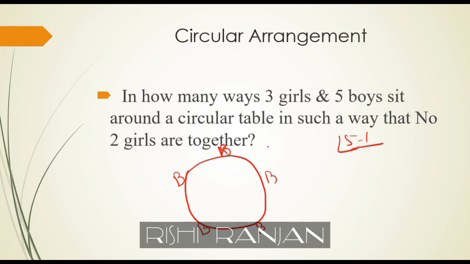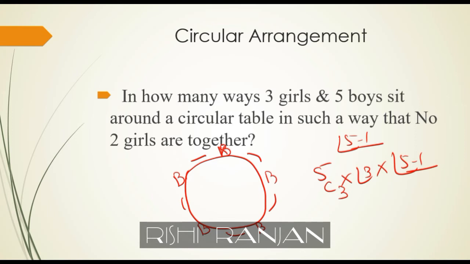Now, let me check the positions for the girls. 1, 2, 3, 4, 5 positions. Here in the round table it is not 5 plus 1, it is just 5 positions. So, for the girls we have 5 positions available. Out of that 5, the girls can take any 3. And then the girls can shuffle among themselves, and the boys already shuffle among themselves.